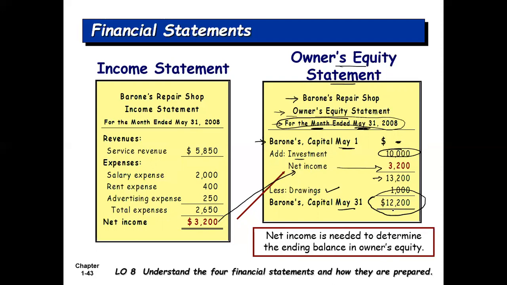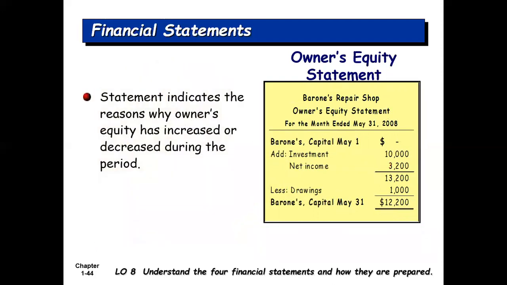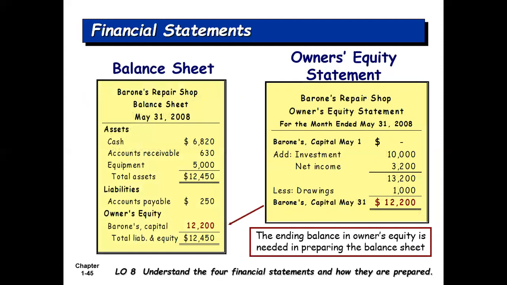And since this is the net amount of this statement, this is the last amount, we will double strike it underneath. Okay, so here is a note for you that net income is needed to determine the ending balance in owner's equity. As I told you, all these financial statements are connected with each other. So the owner's equity statement, which shows us the effect of different investments, revenues, and drawings, and that shows us the final balance of owner's equity at the end of an accounting period, relates to the third financial statement, which is the balance sheet.